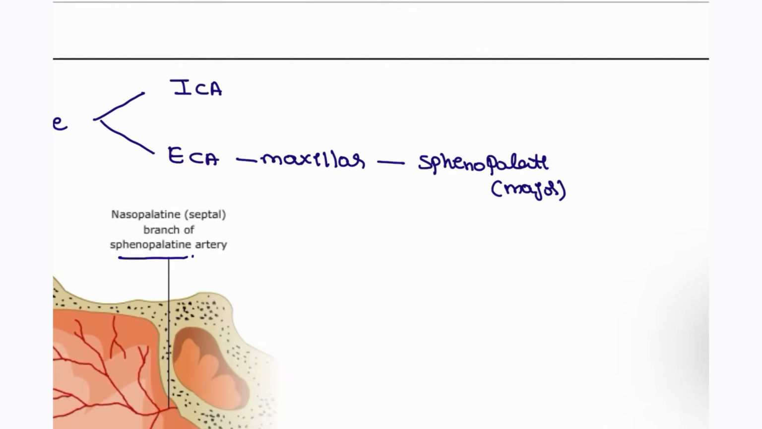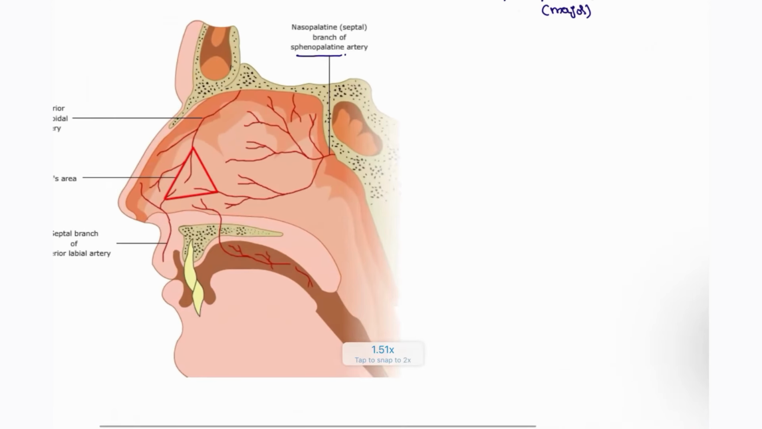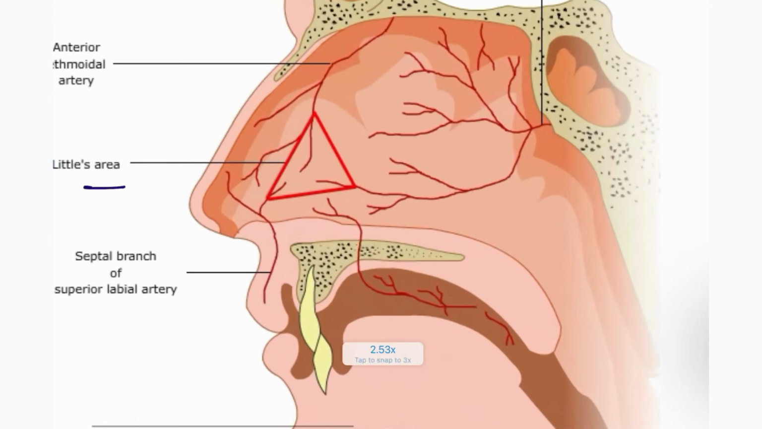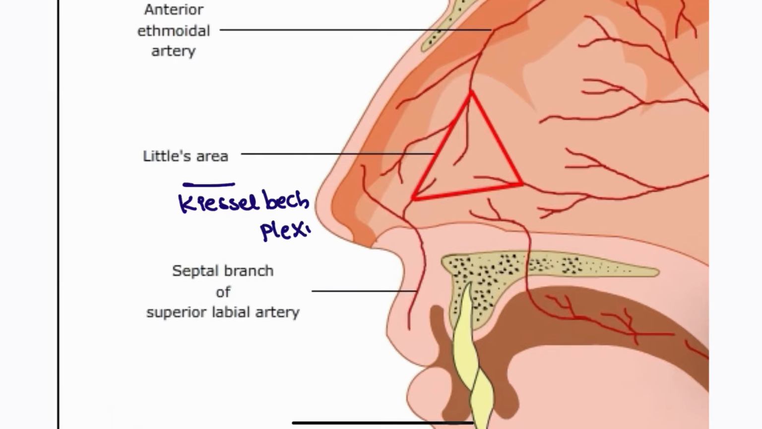So coming to epistaxis, there are two types. One is commonly seen in Little's area. This Little's area is known as Kiesselbach's plexus. This is the most common site for patients, commonly from nose picking, or if there is any foreign body, and this is going to cause the bleeding.